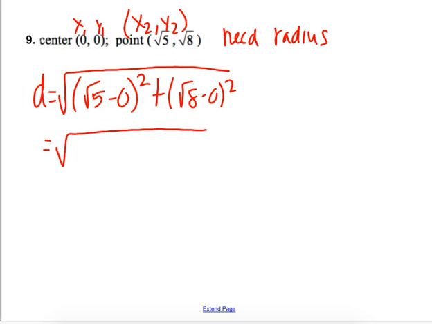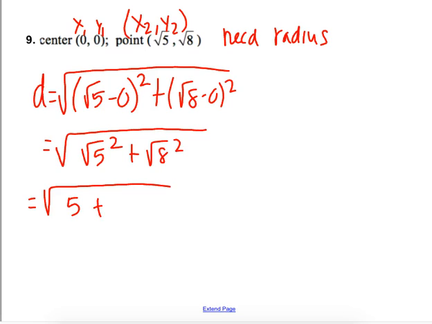Well, anything minus 0 is just itself. Now I have a square root of 5 squared, which we know is 25, which is just 5. Square root of 8 squared is 64, which we also know is 8. 5 plus 8 is 13. So our radius equals root 13.